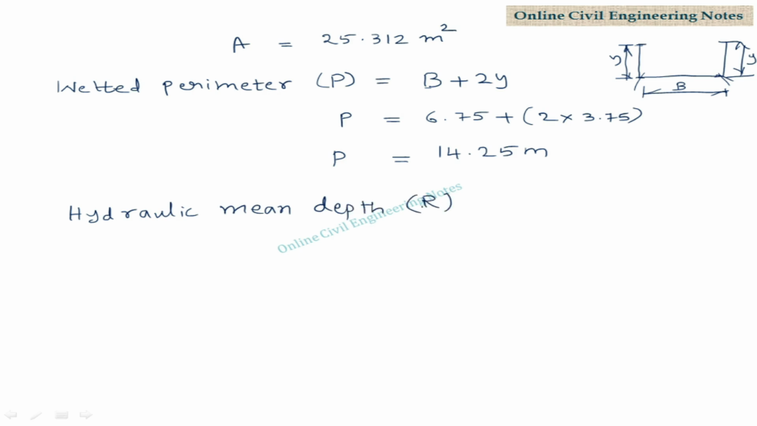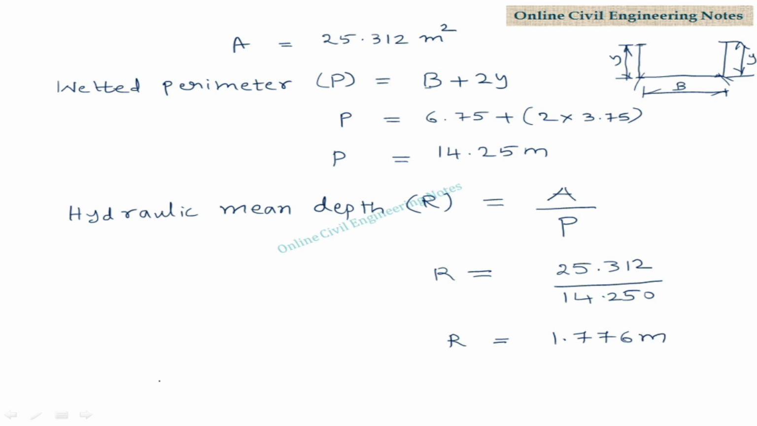Hydraulic mean depth R is the ratio of area of the rectangular channel to wetted perimeter. 25.312 divided by 14.25. Therefore R is equal to 1.776 meter.